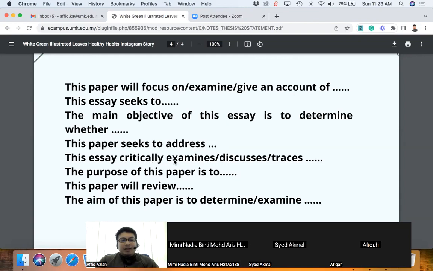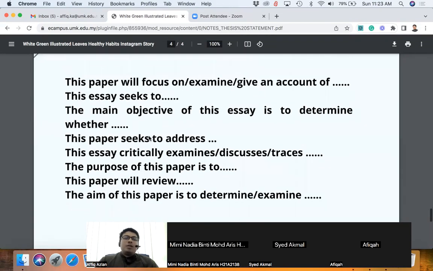This essay critically examines, discusses, traces. The purpose of this essay is to... This paper will review. The aim of this paper is to determine or examine. So there are many ways of saying your thesis statement.